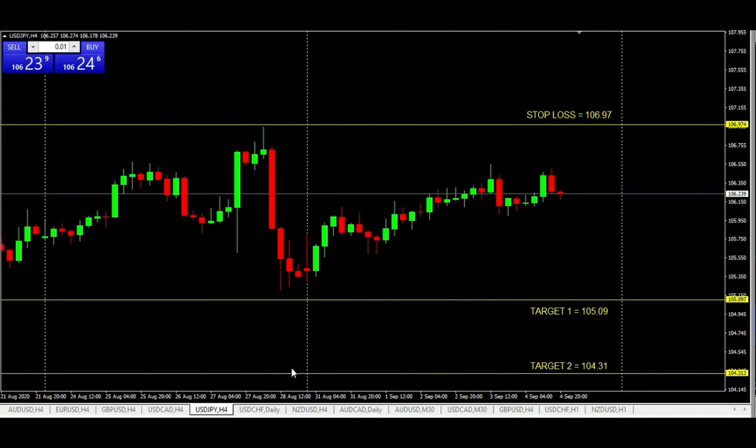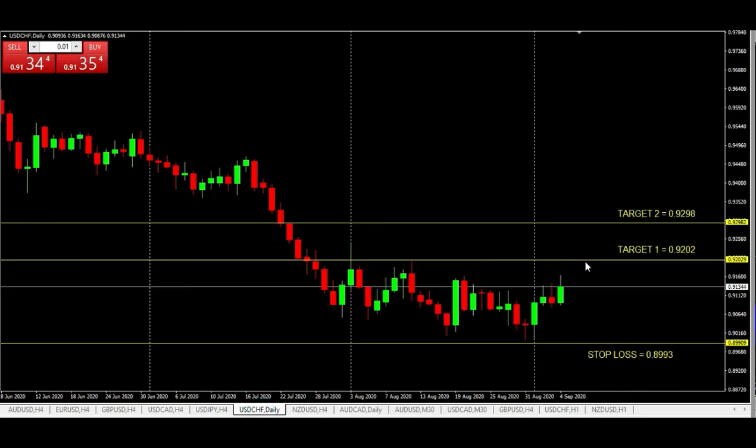And the next pair is the USD Swiss franc. Now, USD Swiss franc is going to go up because US dollar is stronger than the Swiss franc. So it's going to go to our first target at 0.9202 and the second target at 0.9298 with a stop loss at 0.8993.